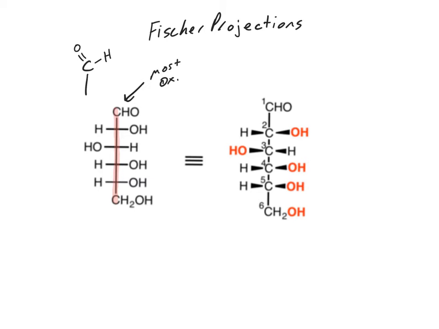All right. So the really nice thing about this is we don't have to draw dashes and wedges. The reason for that is that the assumption we're going to make in Fischer projections is that any of the groups coming out to the right or left are going to be wedged. If you come over and look at the picture just to the right, all the groups on the side have wedges, on both sides. And it's not shown here, but conversely, these lines would essentially be dashed, so it'd be going away from you. So we still have that tetrahedral shape.